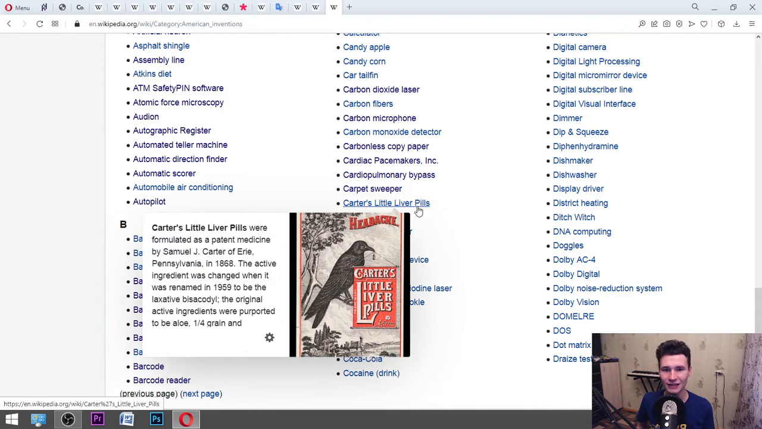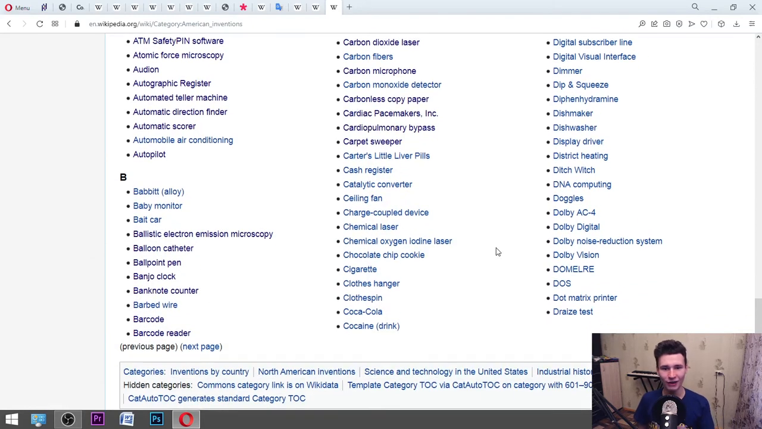And Carter's Little Liver Pills, wow, I didn't know about it. It was formulated as a patent medicine by Samuel J. Carter of Erie, Pennsylvania in 1868. The active ingredient was changed when it was renamed in 1959 to be the laxative bisacodyl. The original active ingredients were purported to be aloe. Okay, aloe we have here, and okay, some of the pills.